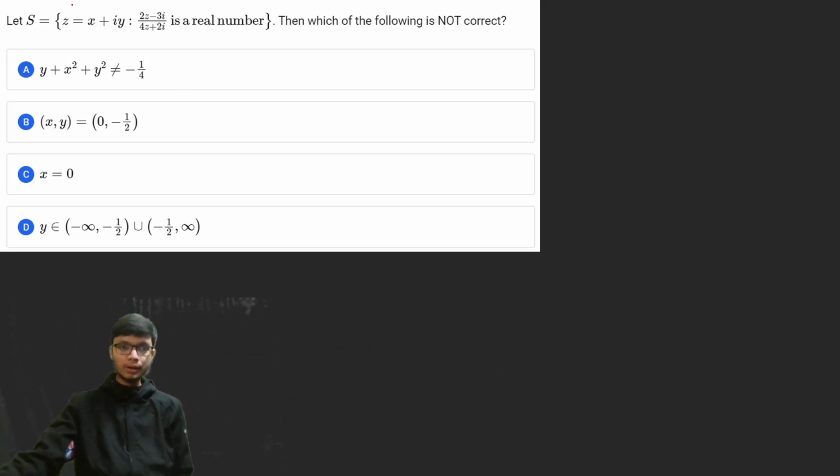The next problem is again of a set: for a complex number z equal to x plus iota y, such that 2 times z minus 3 times iota divided by 4 times z plus 2 times iota is a real number. Now, there is a very important type of problem involving given complex numbers of different types, where they ask whether it is purely real or purely imaginary, and based on that you have to calculate the values for different variable parameters.